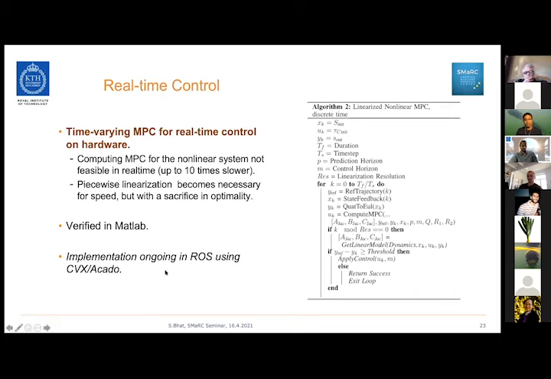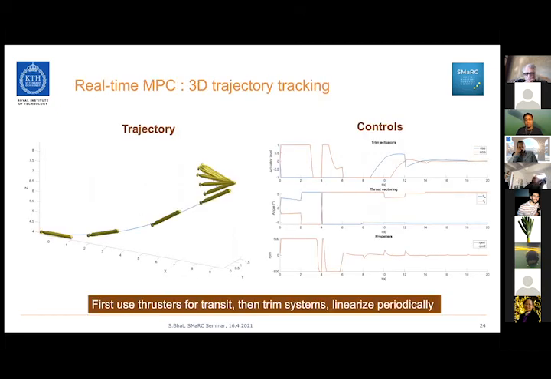So this was verified in MATLAB. And now I'm also implementing the same thing in ROS using CVX. And I also want to try the Ocado solver to do the same. You can see that linearizing has its positives and negatives. You lose a little bit in optimality because you're not solving for the full nonlinear system. But on the other side, you gain in speed.